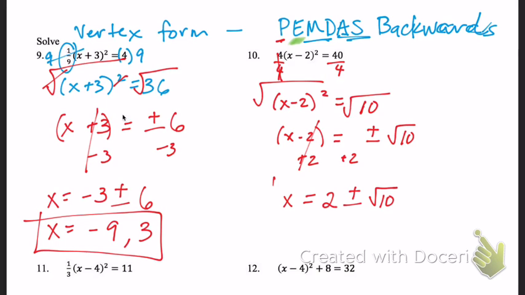And this is how I want you to leave your answer. So whatever you add or subtract from the parentheses in the end, I want that to go first. Then I want you to have your plus or minus. Then I want you to have the stuff that's under the radical. So try number 11 and 12.